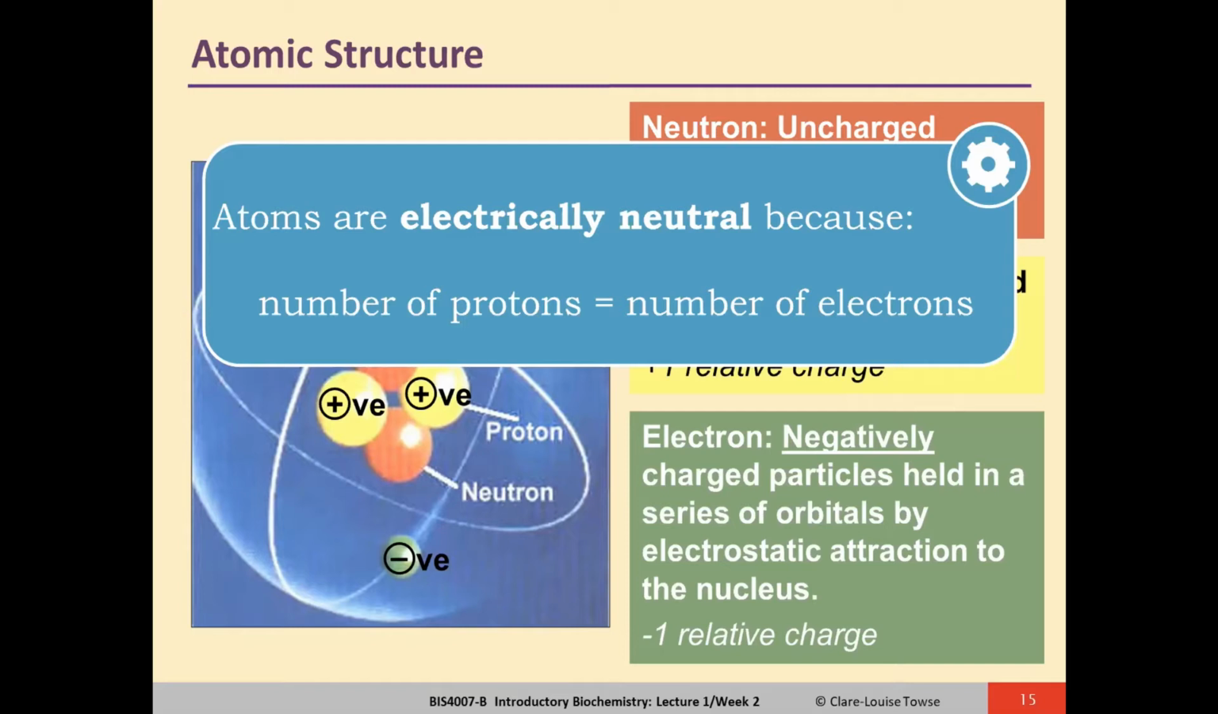So atoms are electrically neutral because the number of protons equals the number of electrons. Is that fair for everyone? Yeah. Okay. So neutrons, as we know, are uncharged. They are in the nucleus. Protons, on the other hand, are always positive and also in the nucleus. Electrons are on the outside and they are always negative. They are always in a series of orbitals.